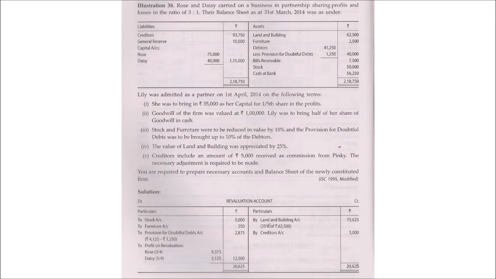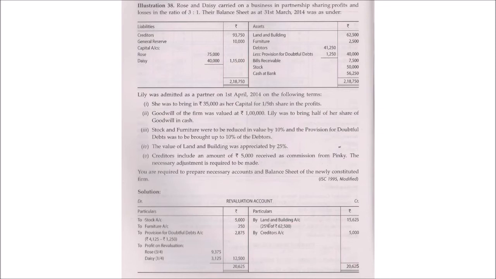This amount will be credited on the credit side of the partner's capital account. Second, goodwill of the firm was valued at rupees 1 lakh. Lily was to bring half of her share of goodwill in cash. So Lily's share is 1/5.